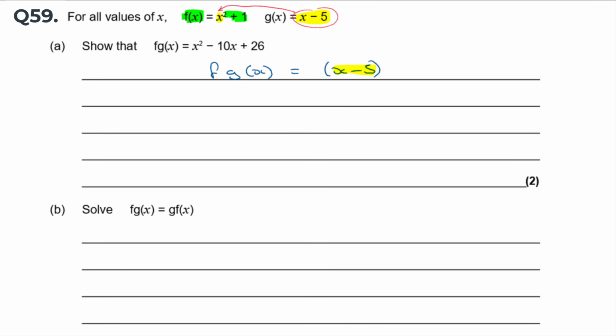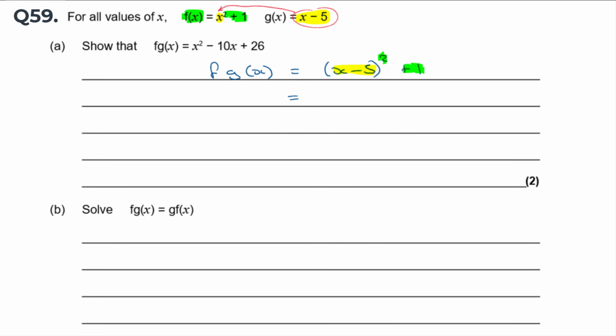So that's g of x, and it's going to be inside the rest of the f of x function, which is there, look. Okay? So yeah, that's what we're going to do. We just need to work that out now. So what is x minus 5 all squared? I've got a perfect square there.